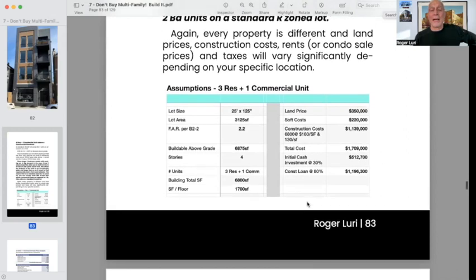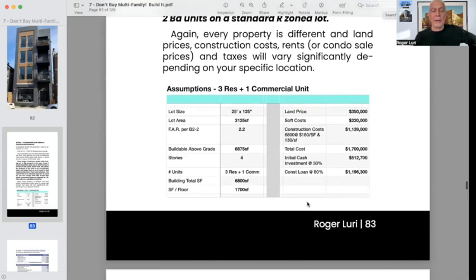Now, again, I do suggest that if you have the print copy of the book, download the PDF so that you can look at these on the computer. If you are fine looking at them in the small pages in the book, that's fine. But it's easier to see them if you get the PDF and you can blow it up to whatever size is comfortable for you. So again, we've got 3 units and 1 commercial unit here in the building.